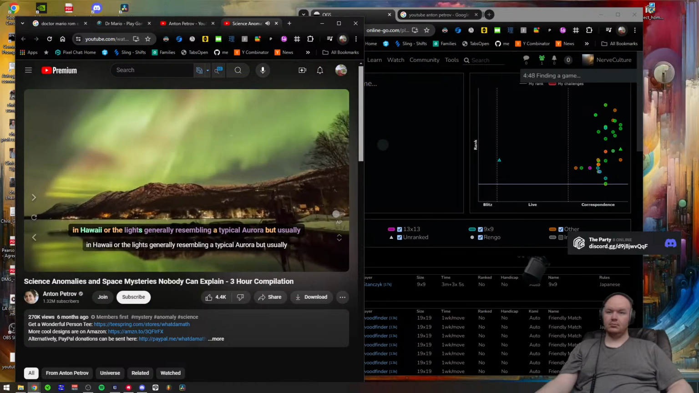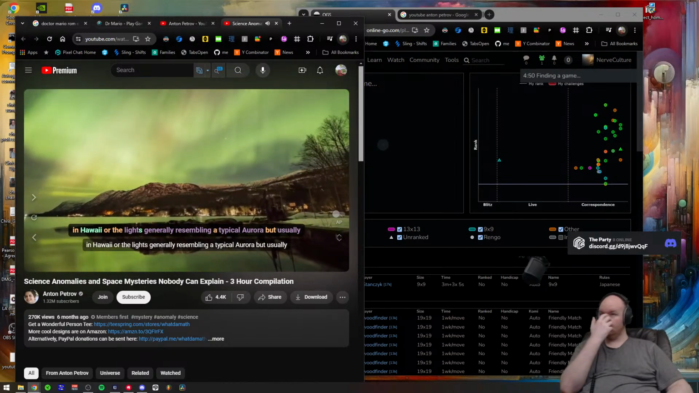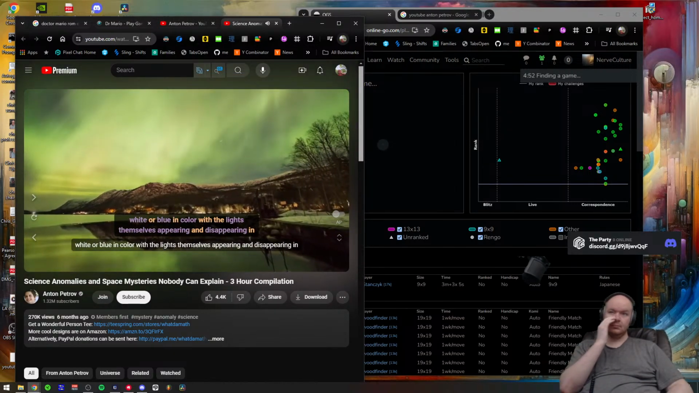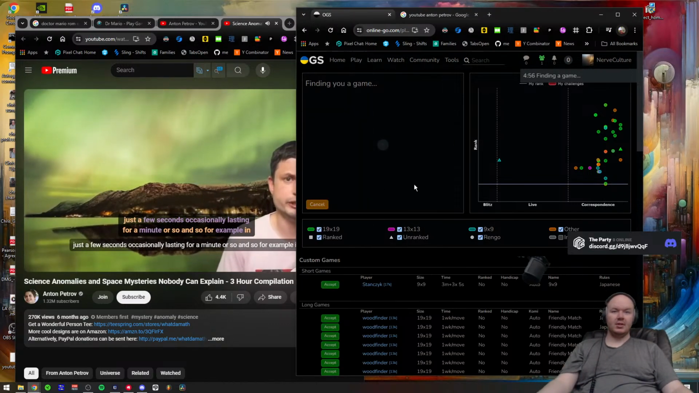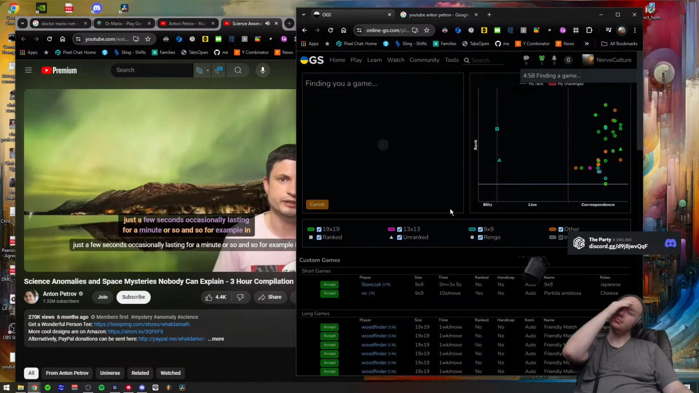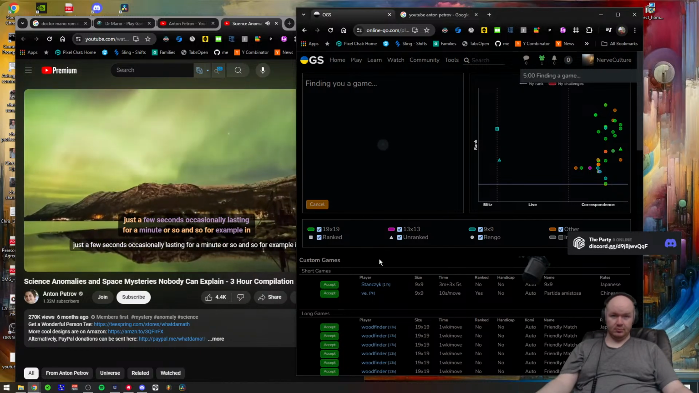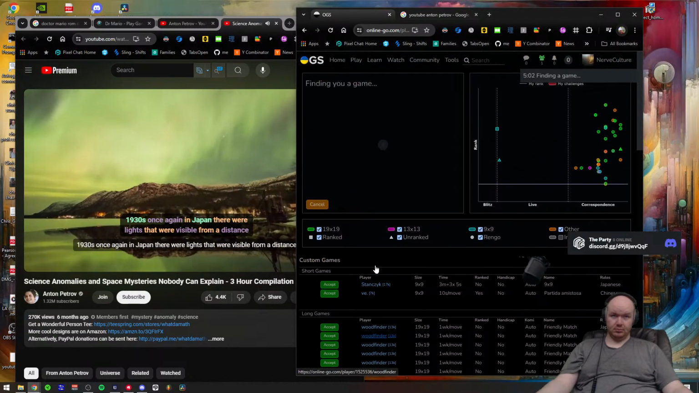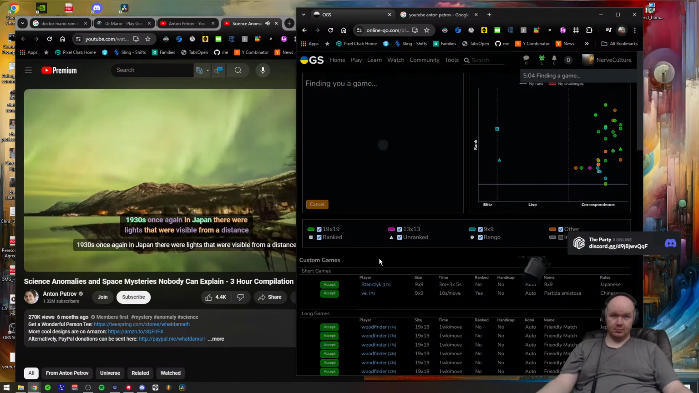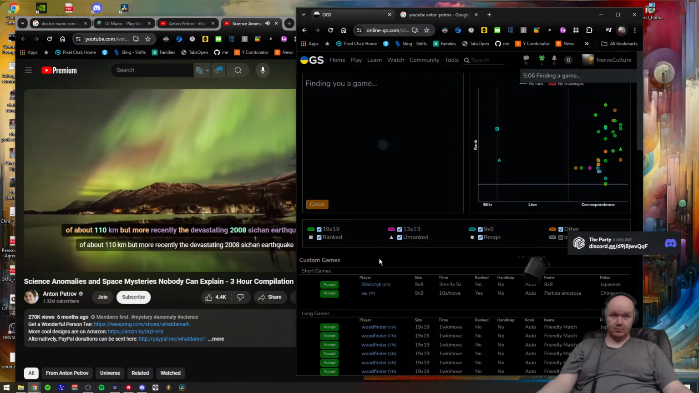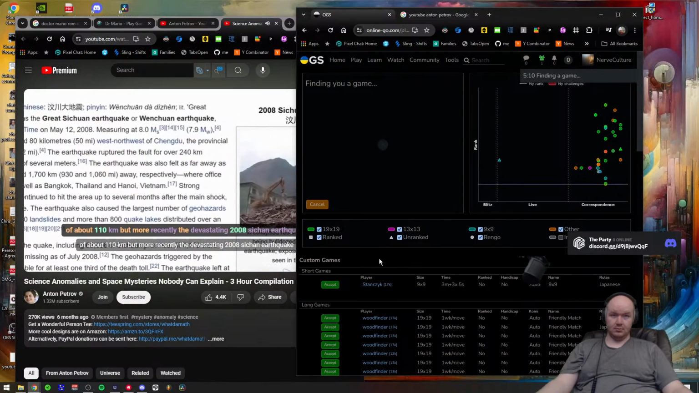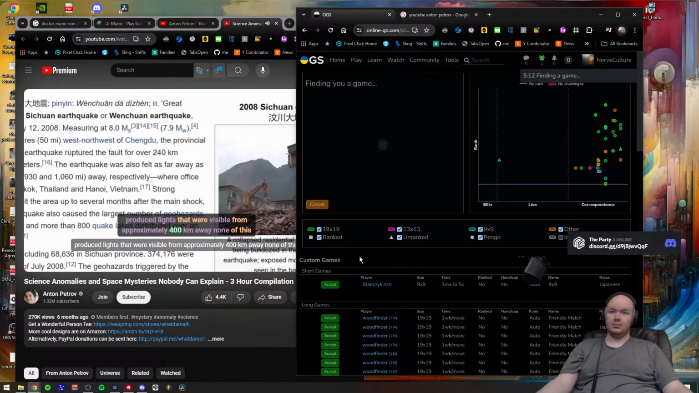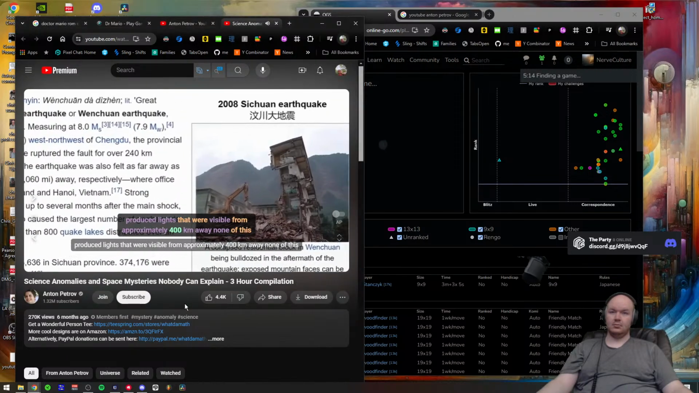Or the lights generally resemble a typical aurora, but usually white or blue in color, with the lights themselves appearing and disappearing in just a few seconds, occasionally lasting for a minute or so. For example, in the 1930s, once again in Japan, there were lights that were visible from a distance of about 110 kilometers. But more recently, the devastating 2008 Sichuan earthquake produced lights that were visible from approximately 400 kilometers away.